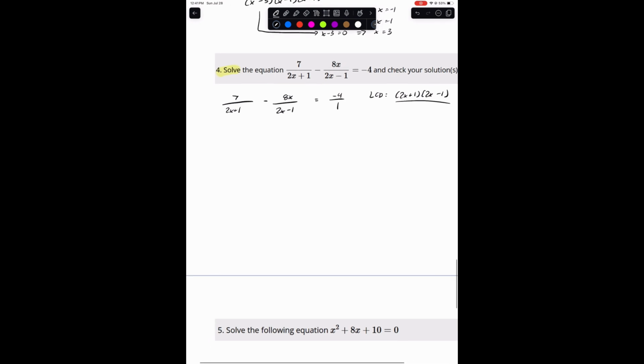So our fraction on the left is missing a 2x - 1, right? So 7(2x - 1) over (2x + 1)(2x - 1). Fraction on the right, we get 8x. We need a 2x + 1 here. So we get 8x(2x + 1) over (2x - 1)(2x + 1) on the bottom. And on the other side, we get negative 4 times (2x + 1)(2x - 1) over (2x + 1)(2x - 1). Okay.